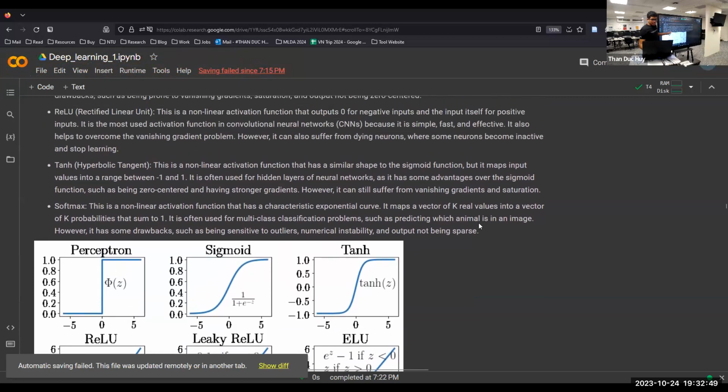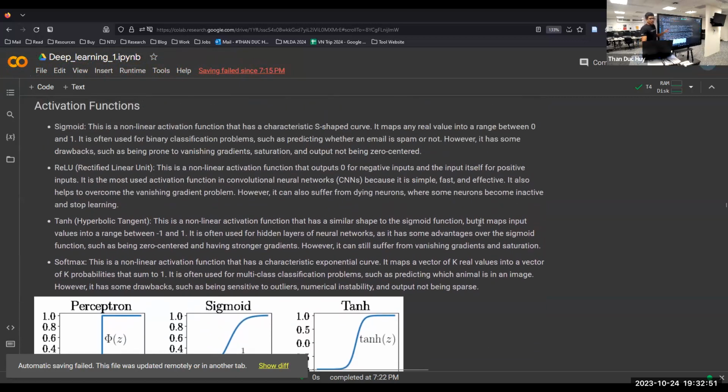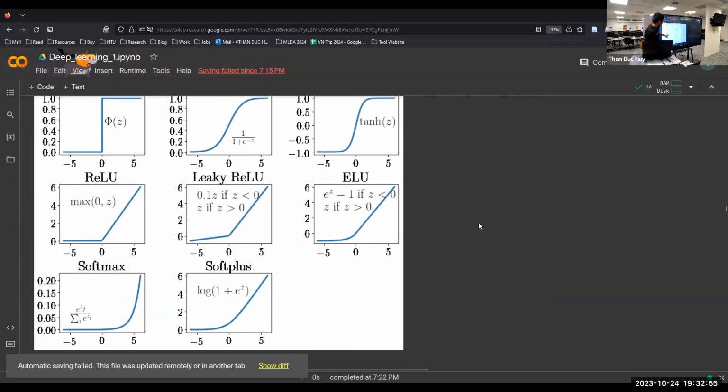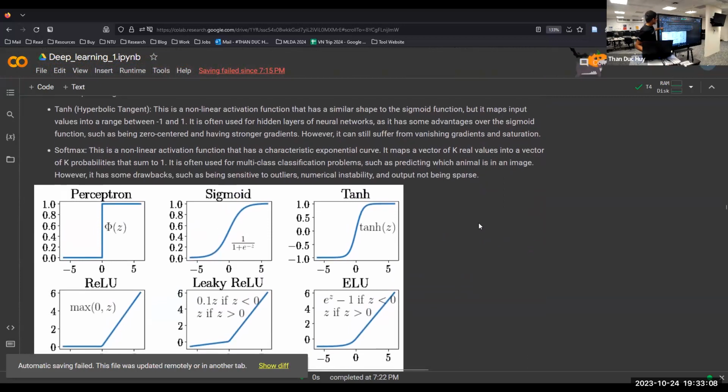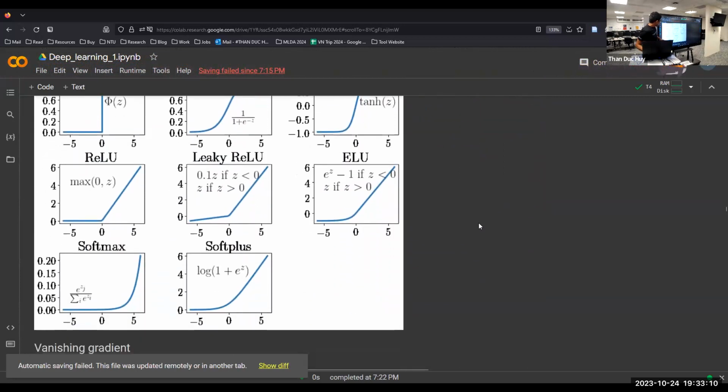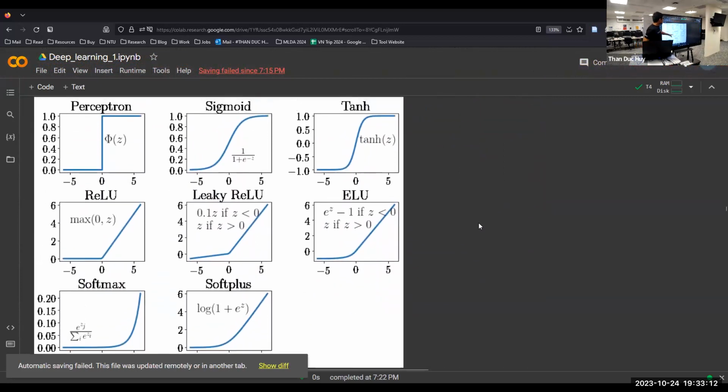And there are other activation functions. The ReLU activation function: if the number is less than 0, it will just cancel off the number, essentially making it 0. If it's more than 0, it will keep it the same. The next activation function is the tanh function. The tanh function is similar to the sigmoid function, but it maps the input between -1 and 1.